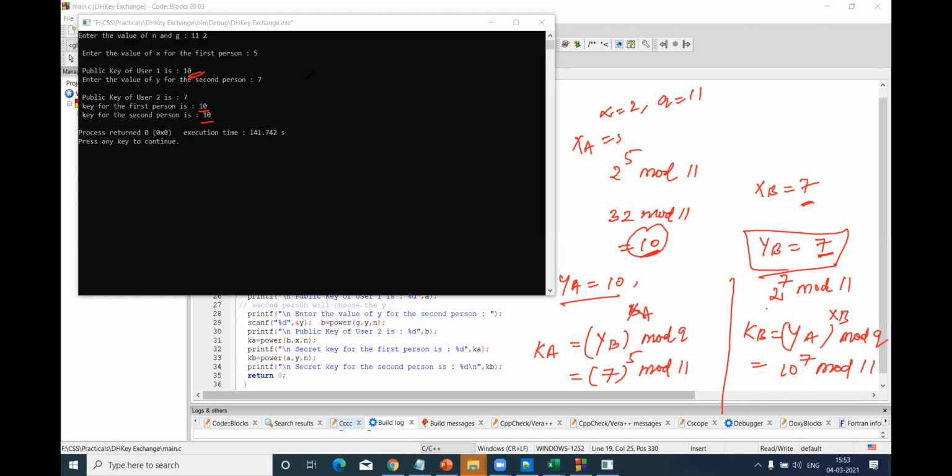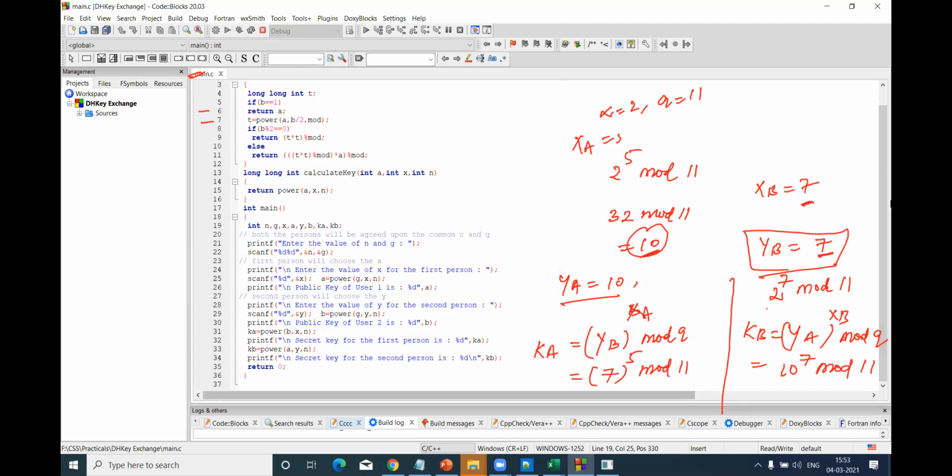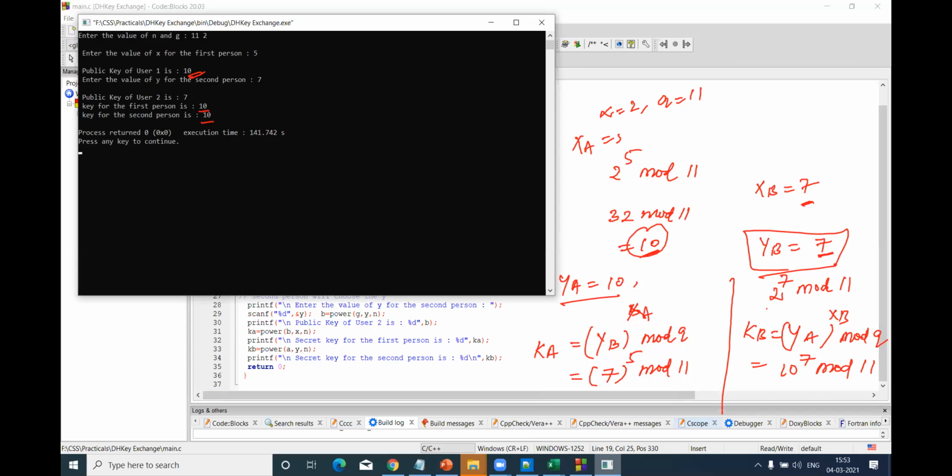We can also cross verify whether the code is executing correctly. Are you getting the correct answer? Both the values are calculated, which is correct: 10, 10. Yes, sir. Both.